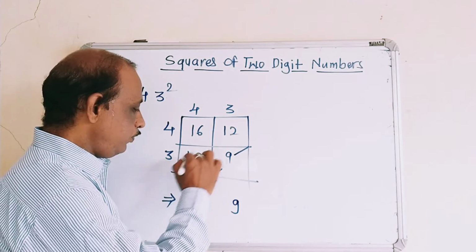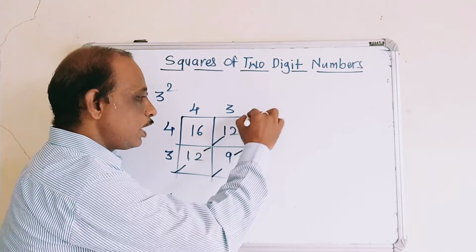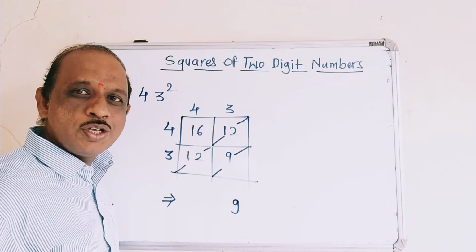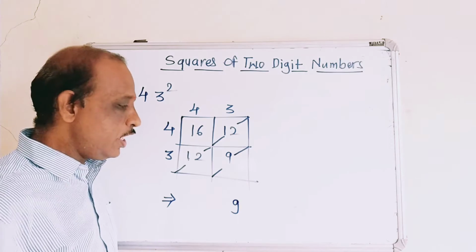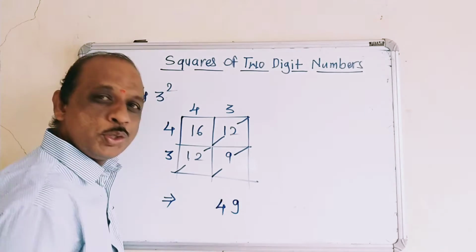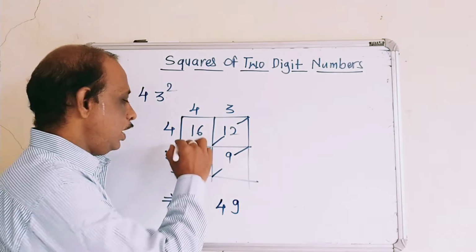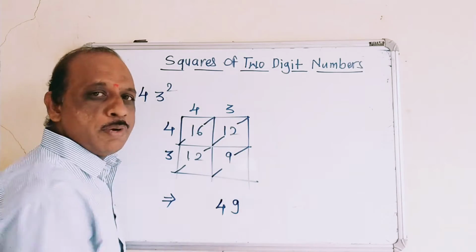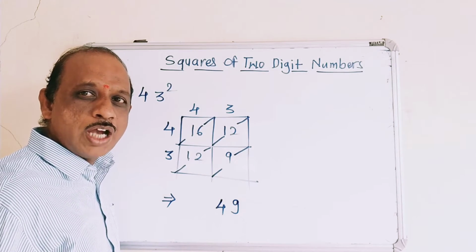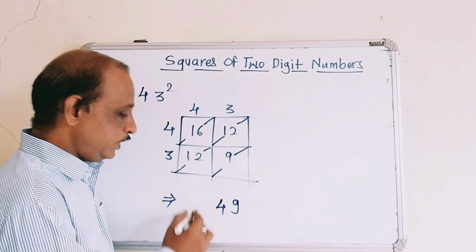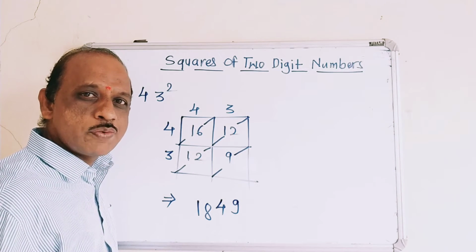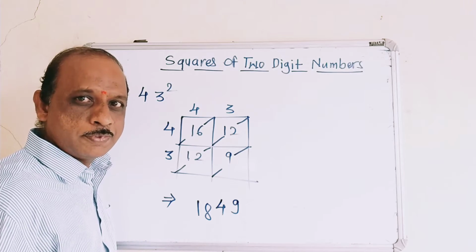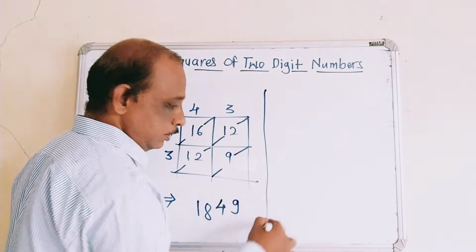Now here, along this diagonal, there are two numbers, that is 12 and 12. So we have to add them, that is 12 plus 12, you will get 24. So I am writing 4 here, 2 will be carry. Now along this diagonal, there is only one number, that is 16, and 2 carry over there. So 16 plus 2 will get 18, 1849, that is the square of 43. Let us see one more example of this method.